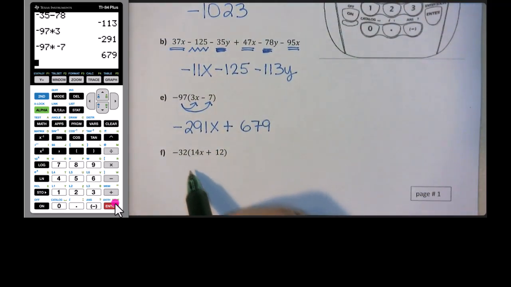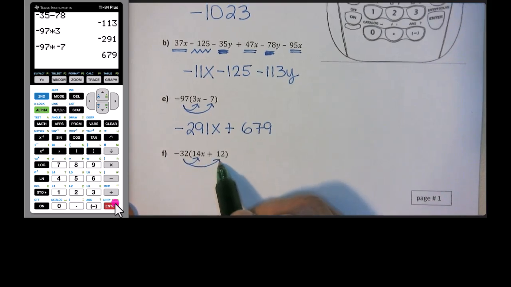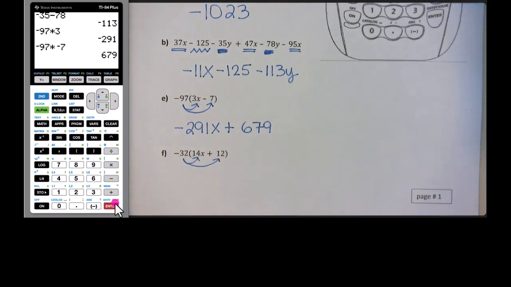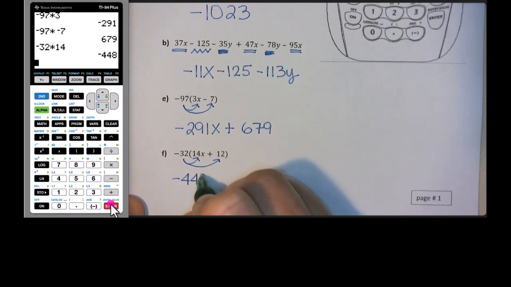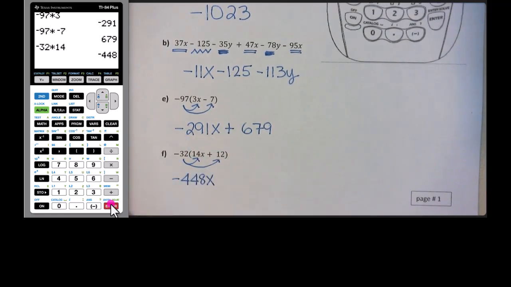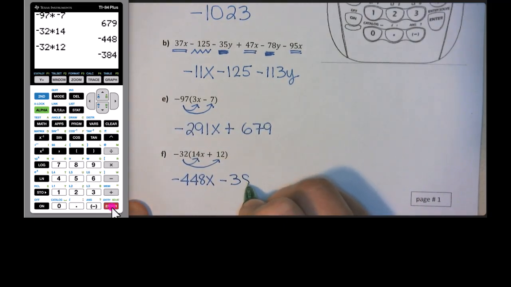All right, last problem. We're going to eliminate parentheses, so we draw this little line that means multiplication, and we're going to write negative 32 times 14, enter, and we get negative 448x. And then we're going to do negative 32 times 12, and we get negative 384.